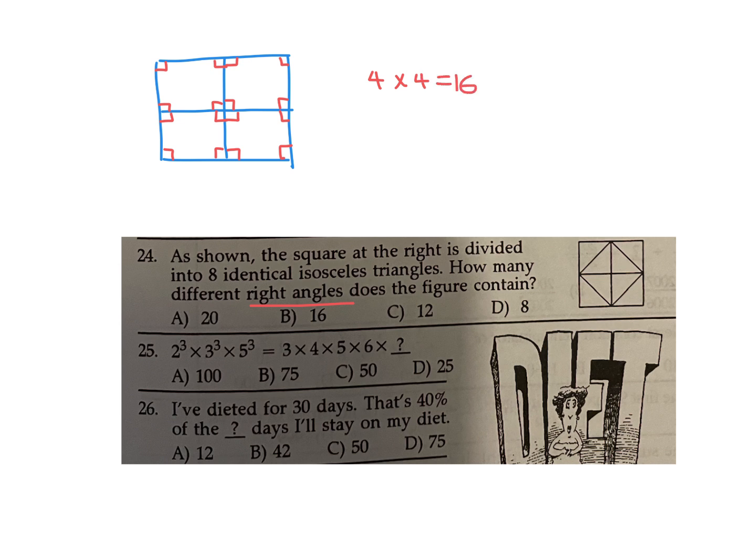Now, are there any more? In the box, if you notice, there's that box in the middle, and that's also going to produce some right angles like that. So that's another 4. So in total, 20 right angles. So number 24, the answer would be A.